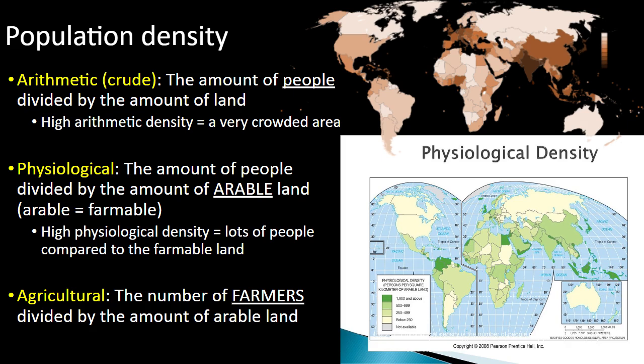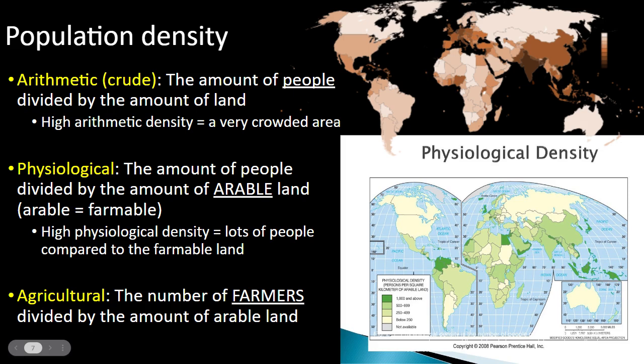Okay, agricultural density. I have never seen a practice question or an AP question with this. Now someone's listening to this and they're going to create like 30 of them. Yeah. They're like, we'll get you. Okay, agricultural density is the number of farmers divided by the amount of arable land. So notice both of these are about arable land, but agricultural is specifically looking at the amount of farmers.